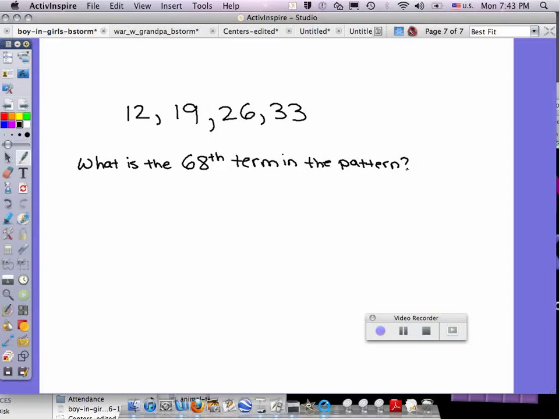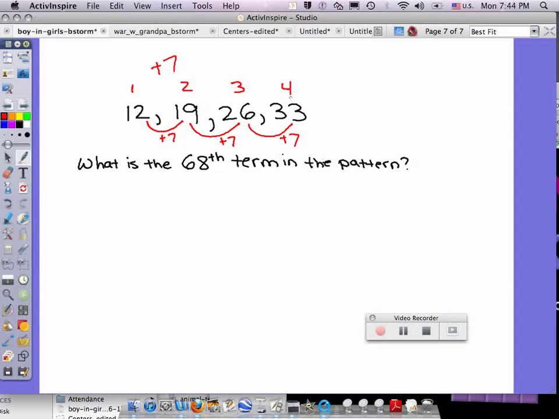Well, let's look at it. We keep increasing by 7. So your first instinct would say plus 7, then the number before, right? Plus 7, plus 7, plus 7. But wait a minute. We're at the first term, the second term, the third term, the fourth term. Am I asking you to continue this pattern all the way to the 68th term? That's going to take a long time, guys.